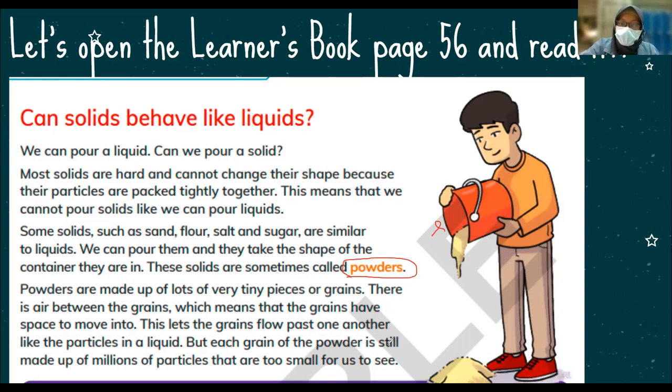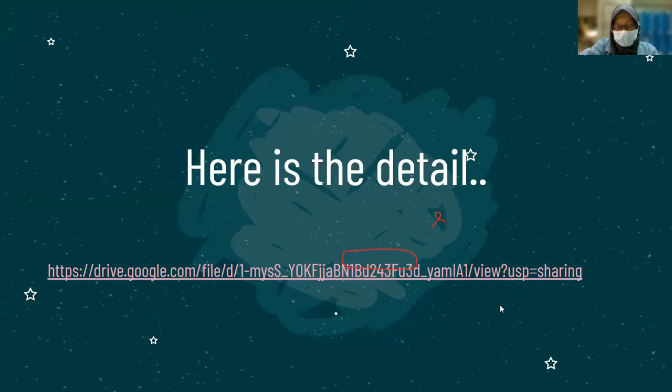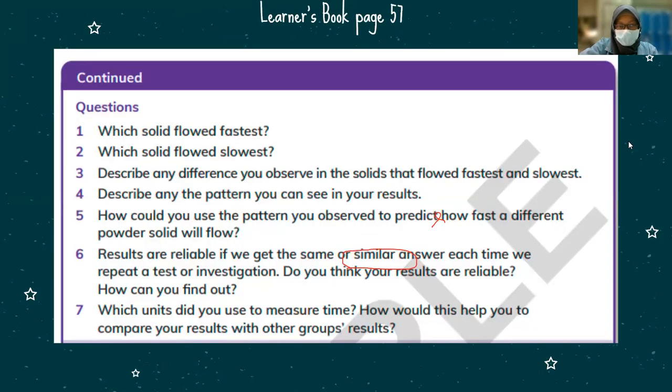But each grain of the powder is still made up of millions of particles that are too small for us to see. So, if you have ever observed the grains of sugar, flour, salt, or sand, they are small, right? The substances are small, but particles are much smaller than that. We have done this. And for the detail, I have asked those who were not doing it at school to complete the assignment through Class Dojo. And these are the questions.